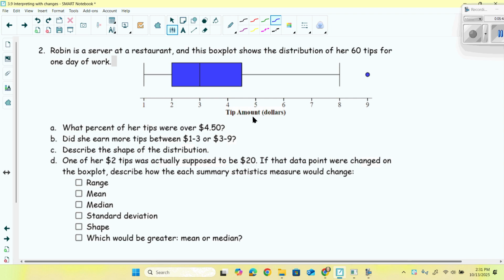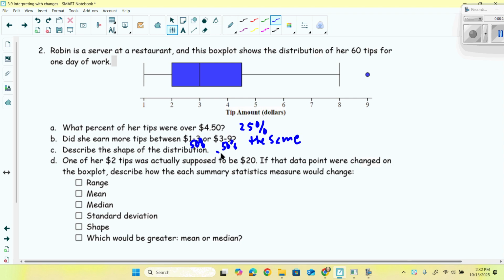If Robin is a server at a restaurant, and this box plot shows a distribution of 60 tips for 1 day of work, what percent of her tips were over $4.50? Well, here's 450 here. These are broken into quartiles, so 25% are above that. Did she earn more tips between $1 to $3? This area here, which is 50%, or from 3 to 9, which is also 50%. So kind of a trick question. They are the same.